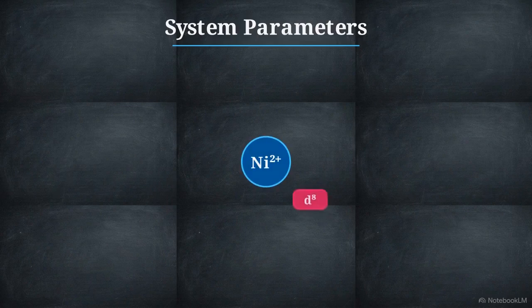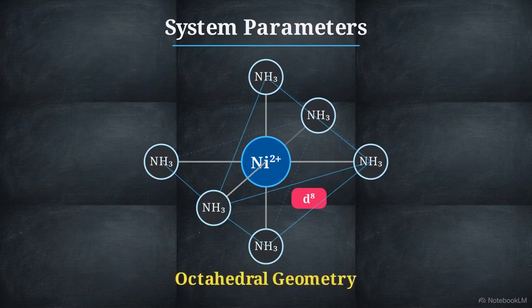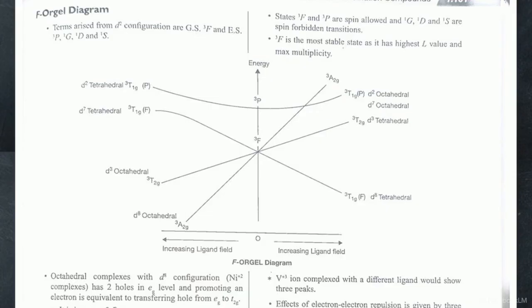To read the map, we define our parameters. Nickel-2 is a D8 metal, and its 6 ammonia ligands form an octahedral geometry. Referencing the diagram, an octahedral D8 configuration dictates looking exclusively at the left-hand quadrant. We identify the lowest energy line, the 3A2G state, as our baseline.